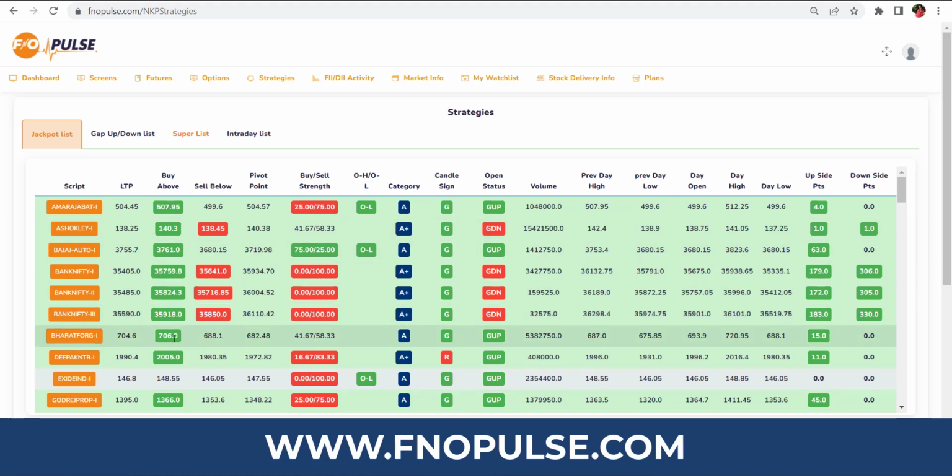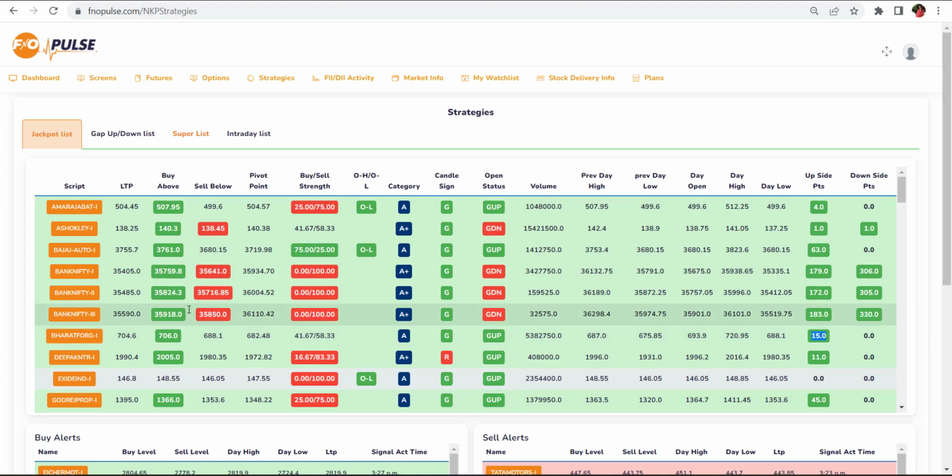Bharat Food 706 is the entry price given. Here it's showing that today it went to 720. Almost 15 points we got in this trade. How did we get these 15 points? Let's see. First, in the morning you just go through this. All the buy levels will be given here. When you see a 1 point upside, just take the trade separately and note it down.